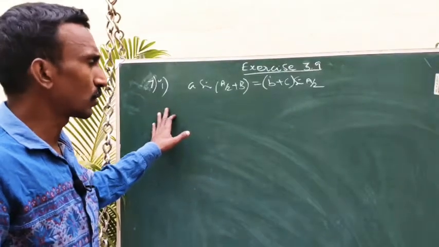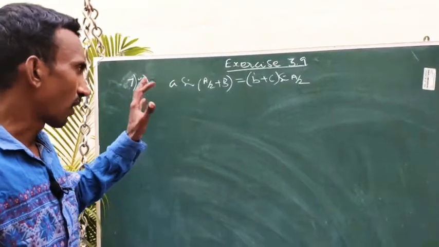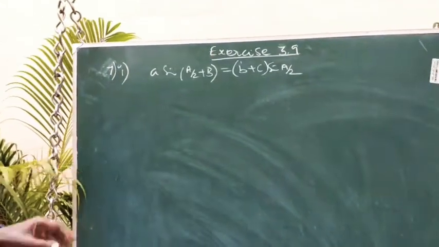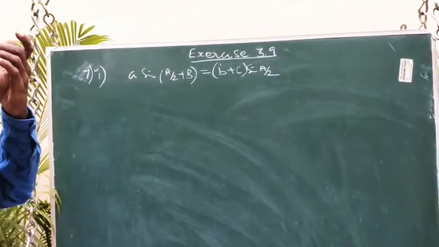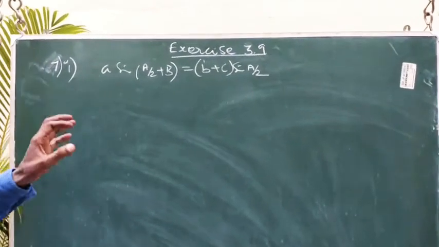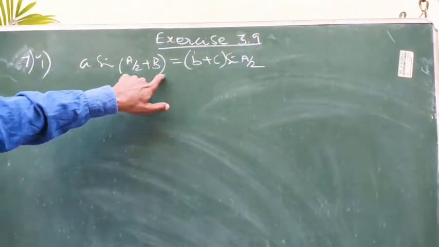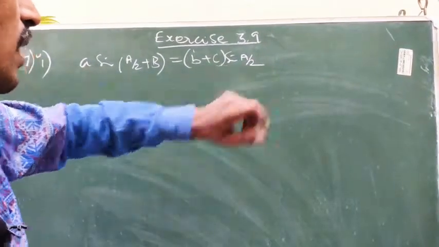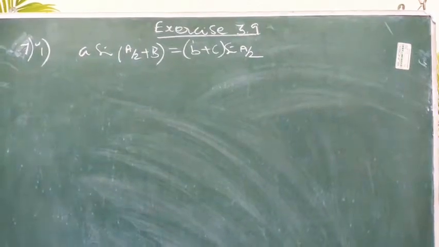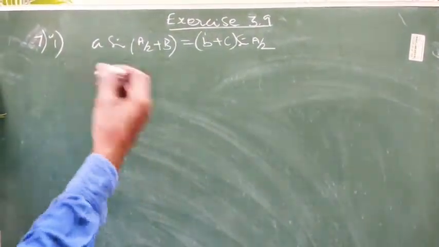Number 7, my dear student, there are 5 subdivisions. For all the 5, it is a triangle ABC. Prove in a triangle ABC the following. The first subdivision is a into sin((A by 2) plus B) equal to (b plus c) into sin(A by 2). So again as usual we can take the LHS, prove RHS.